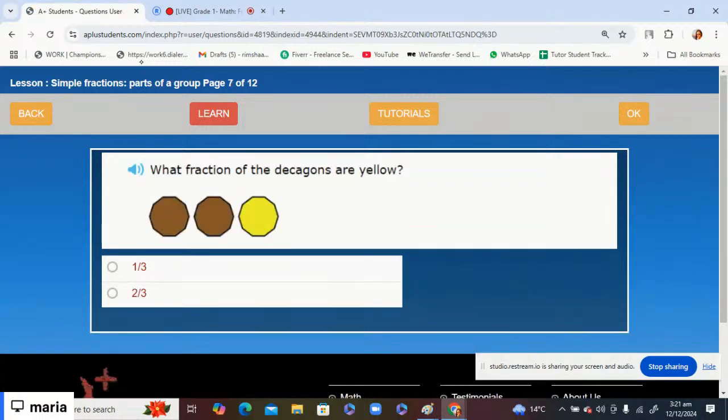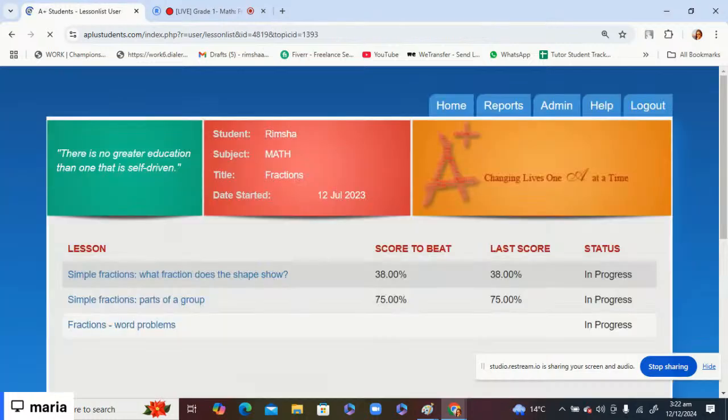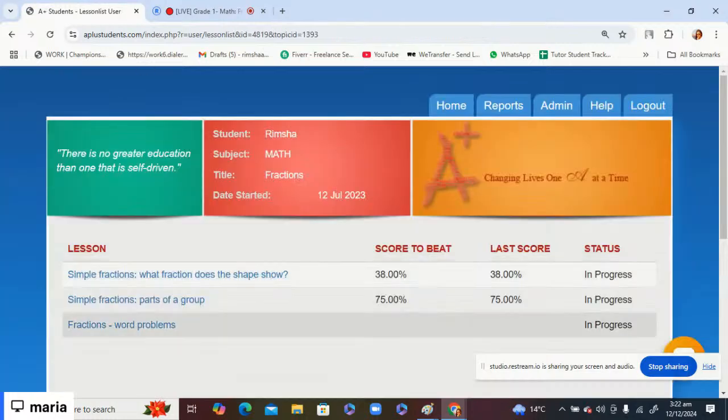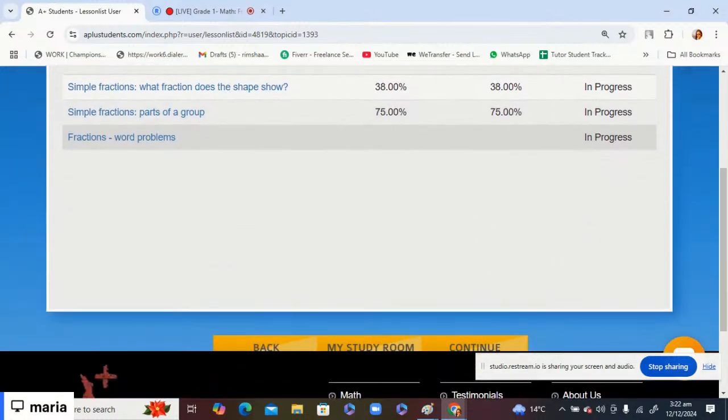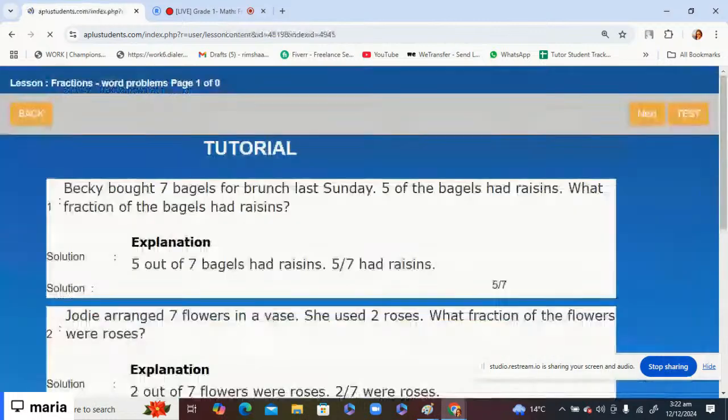Okay. Hope you guys understand this lesson as well. So let's do the next lesson. Solve the rest of the test questions in the previous lesson by yourself. Okay. Solving fractions word problems. So let's do it.